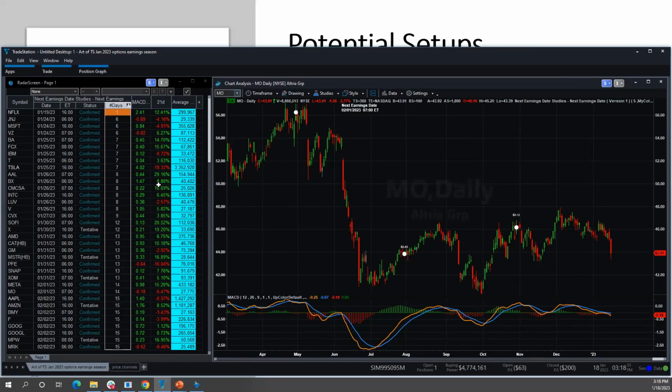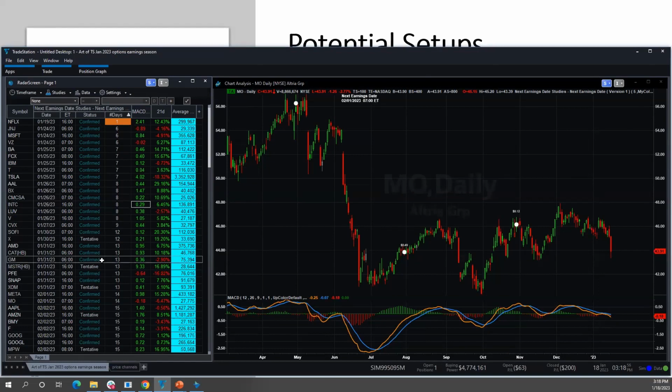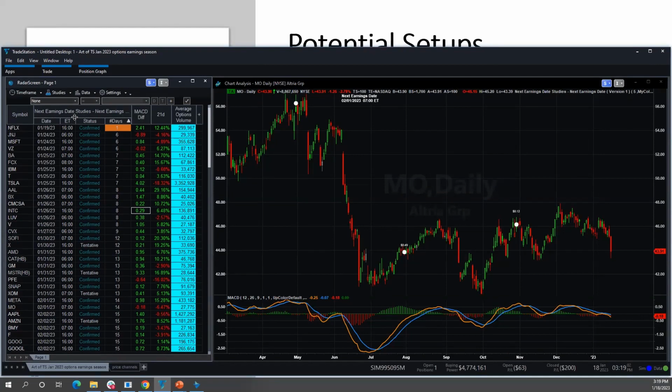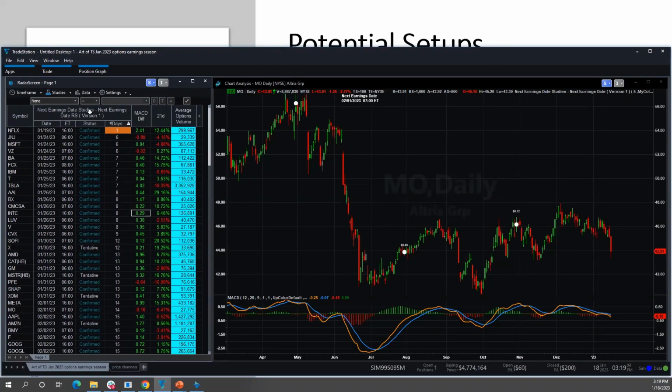So let's look at this workspace I've shared with you guys. What does this have on it? This has a study that I've shown you guys before called earnings date studies, next earnings date. All of you should have this on TradeStation. So what this allows us to do is basically plan for earnings season by looking at when companies are going to be reporting earnings. So we can see basically a calendar of all the things coming up.